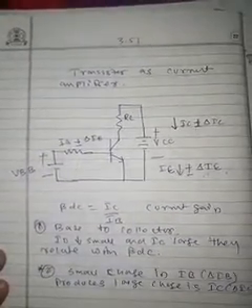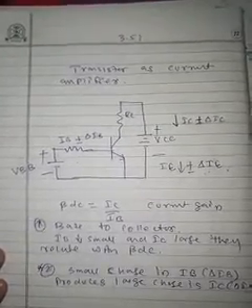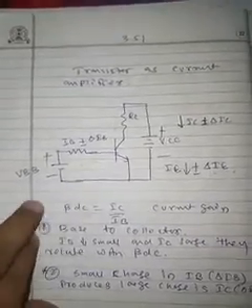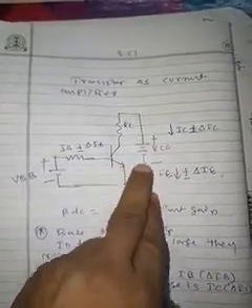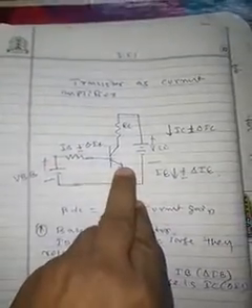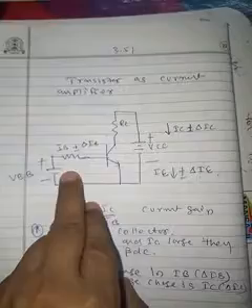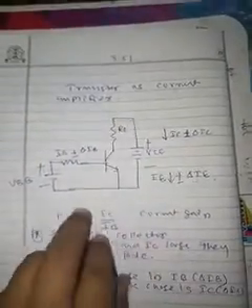I have already given an assignment. There you can see I have asked about the transistor as a current amplifier. So here you can see this circuit. This circuit is for a current amplifier. Again observe, this is the VBB. This is a common emitter configuration because the emitter is common to the collector and the base. This is the base, this is the emitter, this is the collector.